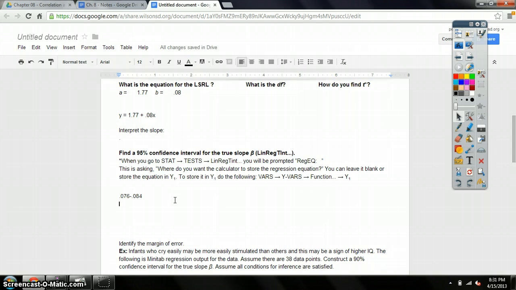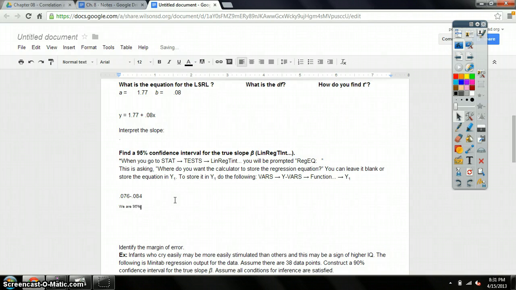That is telling us that we are 95% confident that for every additional foot per second in speed, there will be between an additional 0.076 to 0.084 steps per second. Okay.